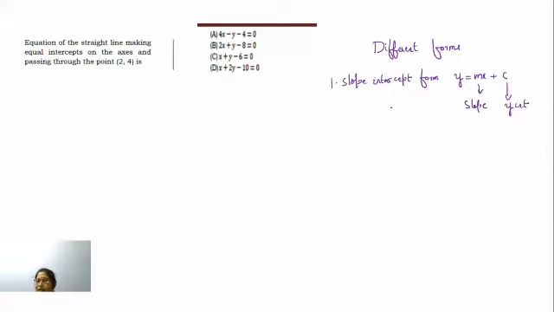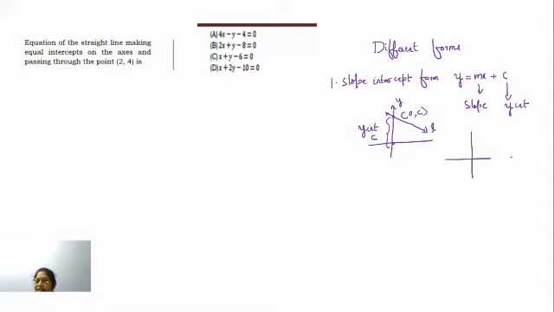You know what is the meaning of intercept? When the line cuts the y-axis at this point, the distance from origin to the point where the line cuts the y-axis is the y-intercept. If the y-intercept is c, the line must pass through the point. You know the coordinates of any point on the y-axis, it becomes 0, c.